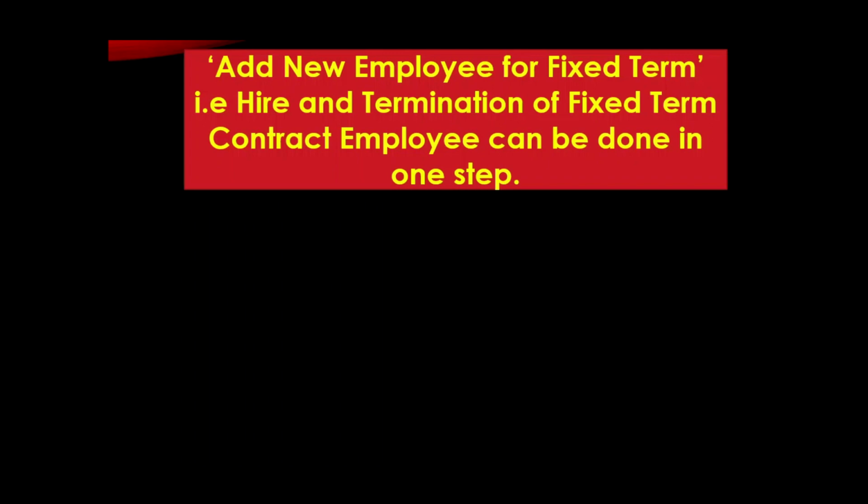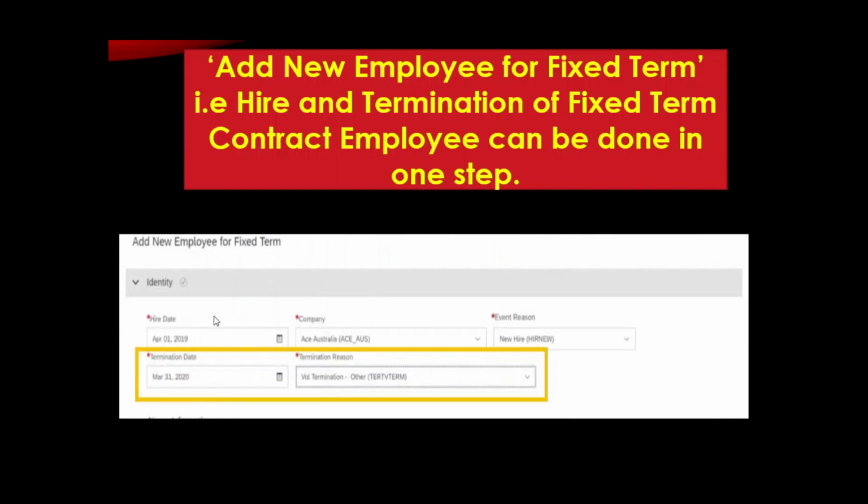Earlier this happened in multiple steps. That means the employee is first hired using the add new employee hire wizard, and then after hiring that employee, you need to go again to the employee's termination screen and put the future dated termination date for that employee. But right now all these activities can be done in a single step, and that's why this change has been introduced. Now a new option or tool is available to hire fixed term employees, where the hire and termination date both can be set in a single step. So let's see in the system how it actually happens.